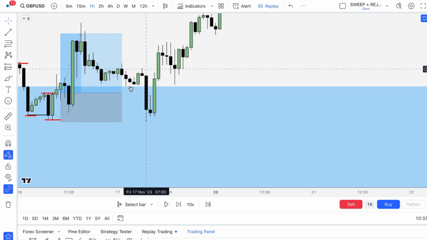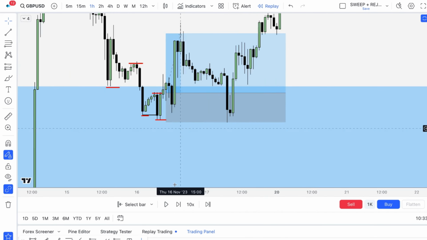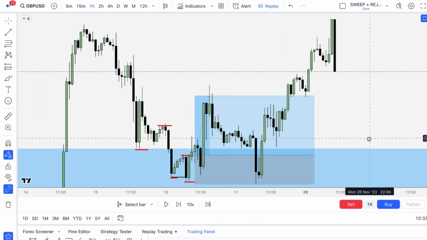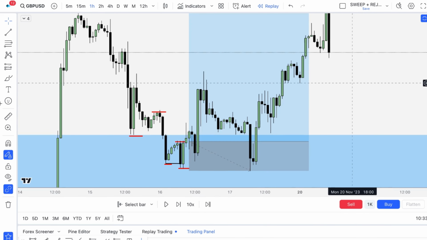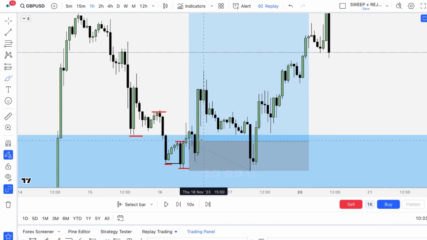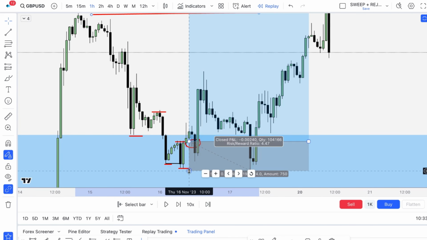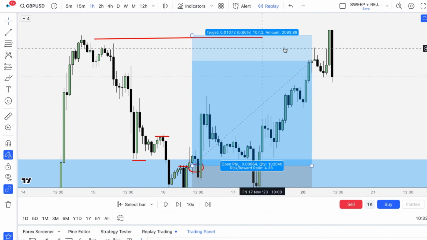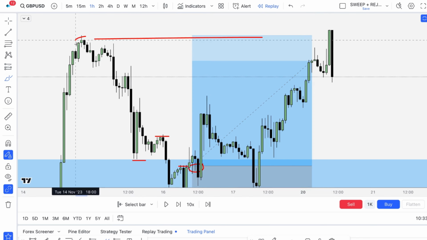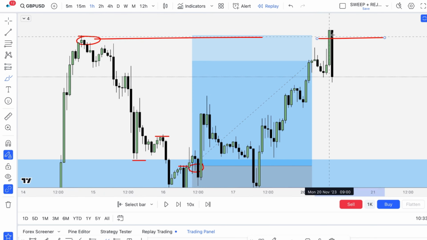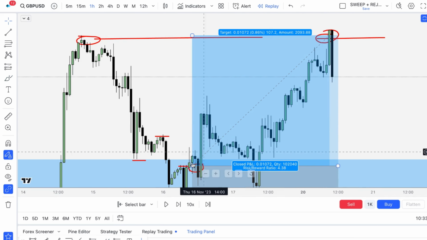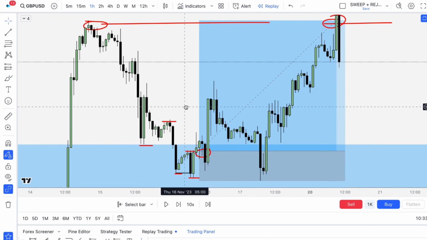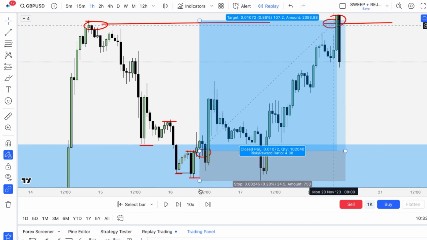Okay, and then ultimately you can see that there was some further continuation to the upside on the hourly, and price did end up running this external range liquidity. You see, all we're really doing is trading from internal range liquidity up until external range liquidity, which is up at this high right here. So like right up at this high is our external range liquidity. So this would be a sensible place to be taking off all of your profits if you did have any runners running from this low right here. So this is going to be the final take profit right here.